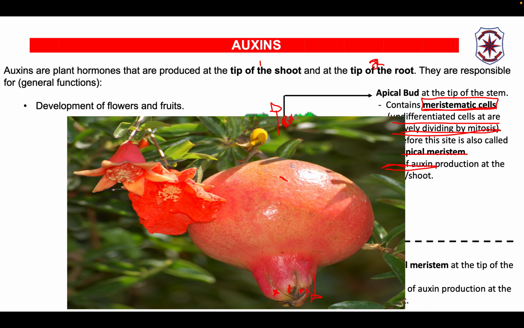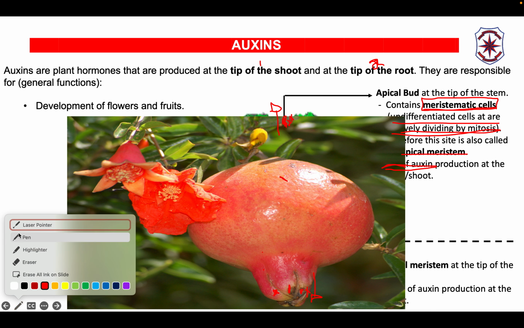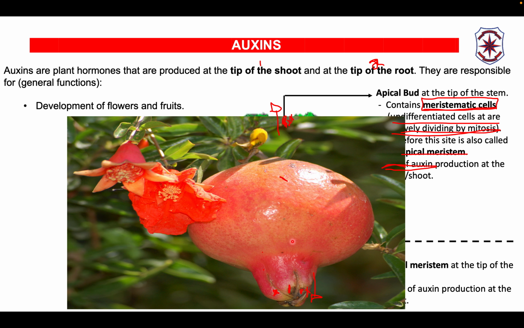So firstly, before a fruit becomes a fruit, it firstly must have been a flower. So auxins are important for the development of flowers, and ultimately the flowers, under the influence of auxins, will develop into a fruit.